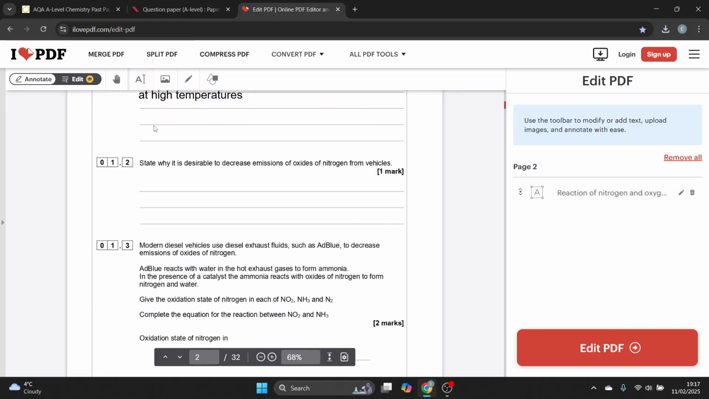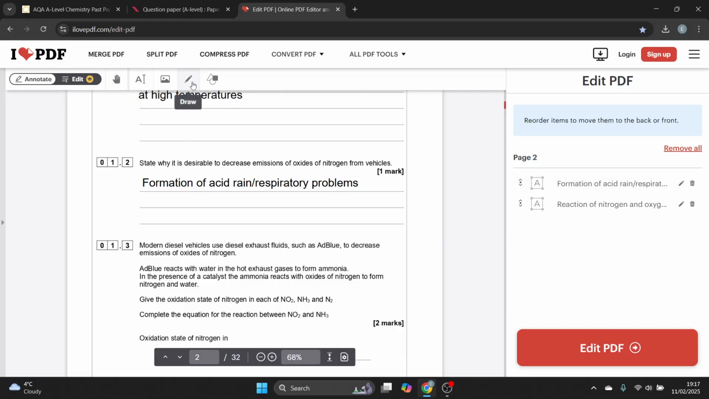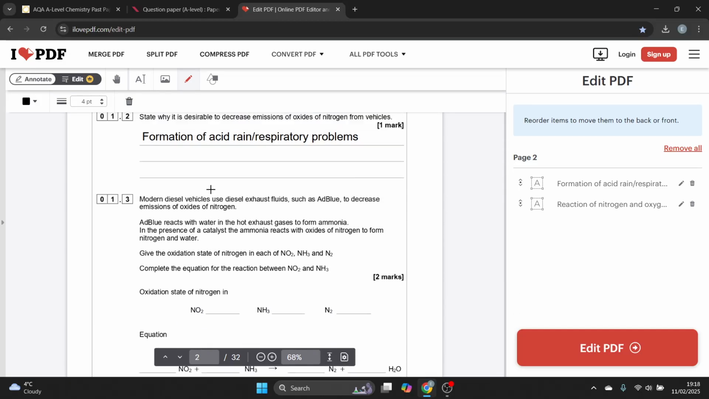State why it is desirable to decrease emissions of oxides of nitrogen from vehicles. Formation of acid rain / respiratory problems. That's why, because the oxides of nitrogen will eventually lead to the formation of acid rain / cause respiratory problems. So that's why it's desirable to decrease it.